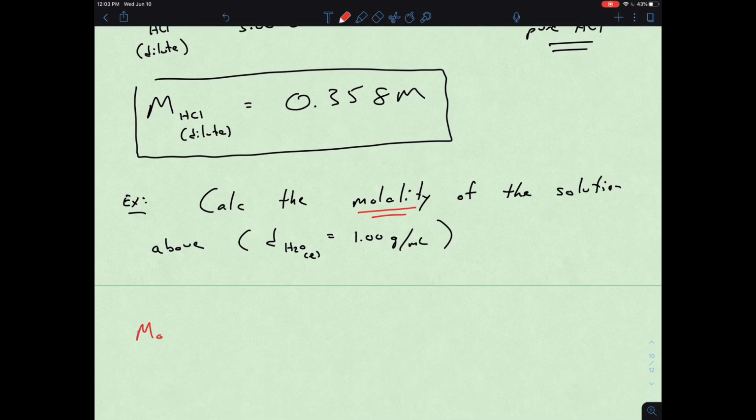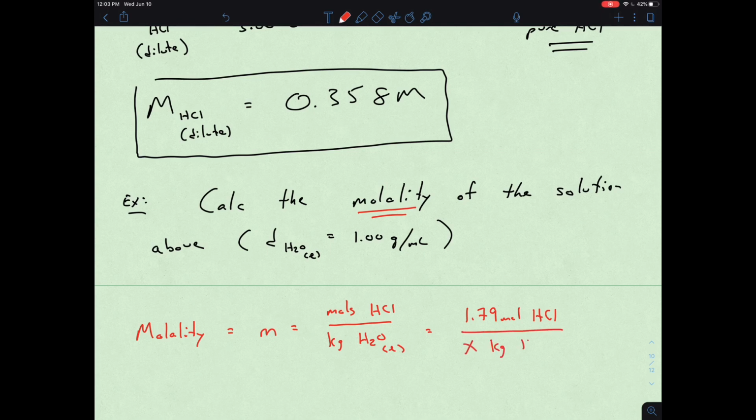So our molality would be little m, and so that would be moles of our HCl per kilogram of the solvent, which is H2O. And we figured out from above that we have 1.79 moles of the HCl. And so what we don't know in this particular case is the denominator, is that we don't know what the mass of the H2O actually is.